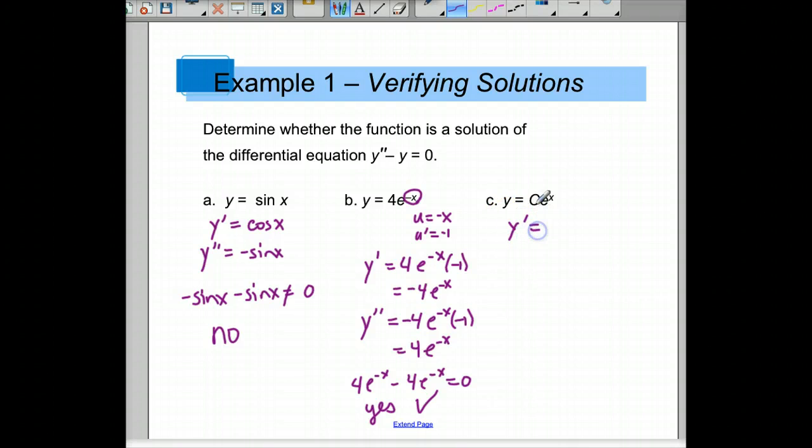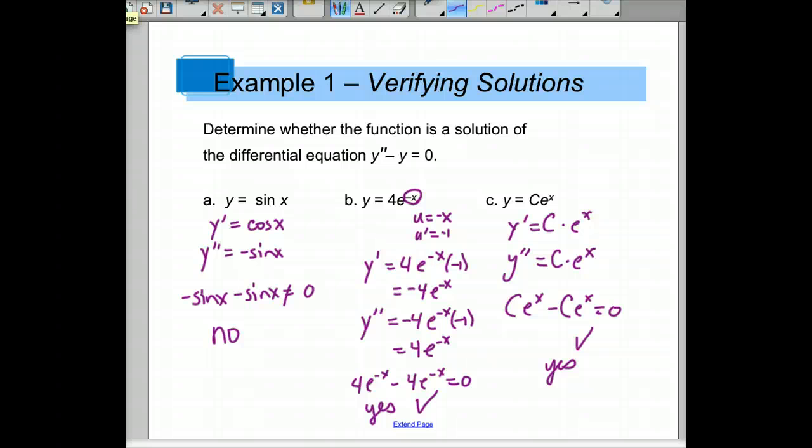Take the derivative. C is a constant, so it's c times the derivative of e to the x, which is e to the x. The second derivative will be the derivative of this, which will be again c e to the x. So the second derivative minus the original, does that equal 0? Yes, it does. So that's how you verify that a solution is a solution of a differential equation.